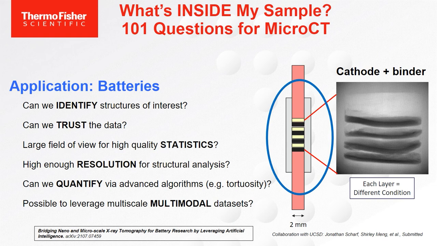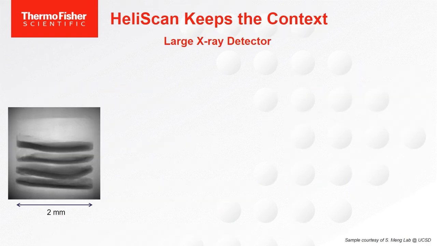So this particular work, over the next couple of slides, is online already at arXiv, and it's been submitted to a nice high impact journal. So keep your eye out for this paper in the future. But what we're looking at here is a cathode, different layers here with different conditions that made these, and they want to be able to examine each different layer, each different condition, all at the same time, of course.